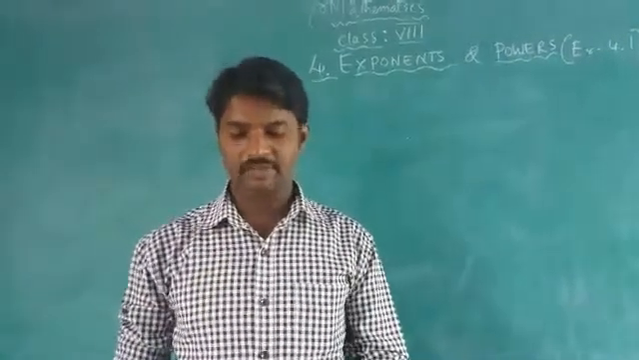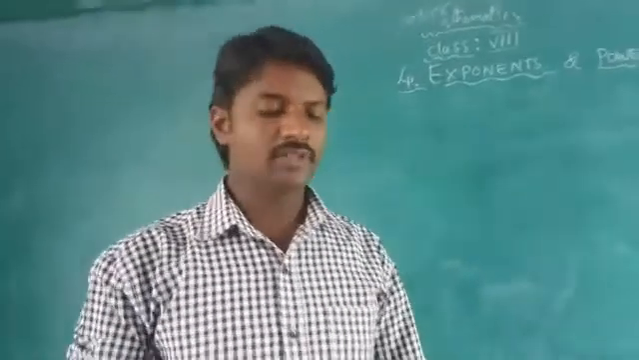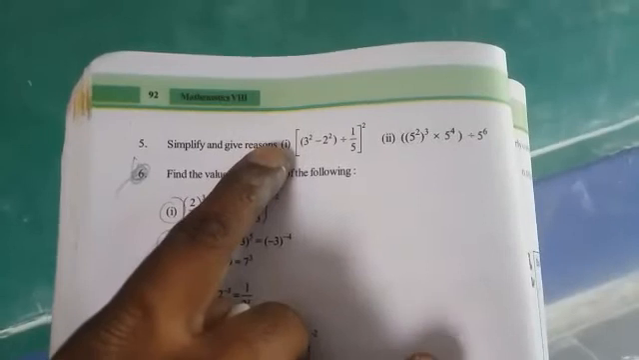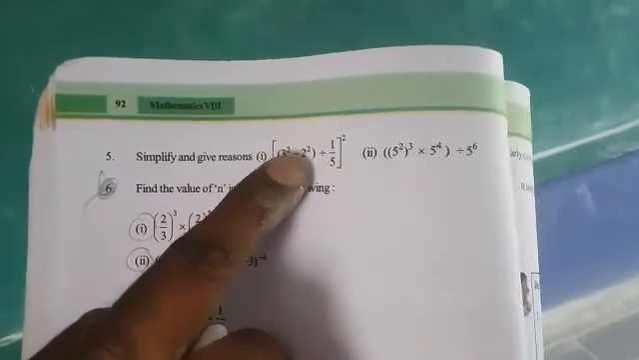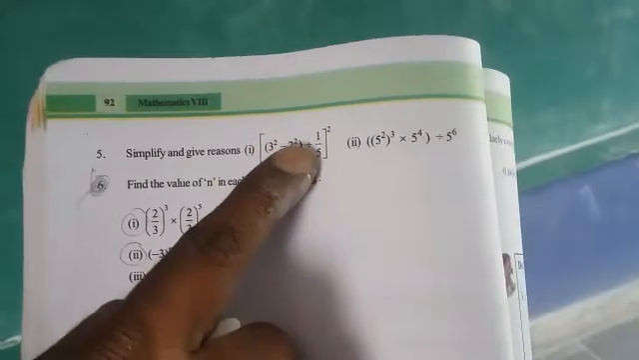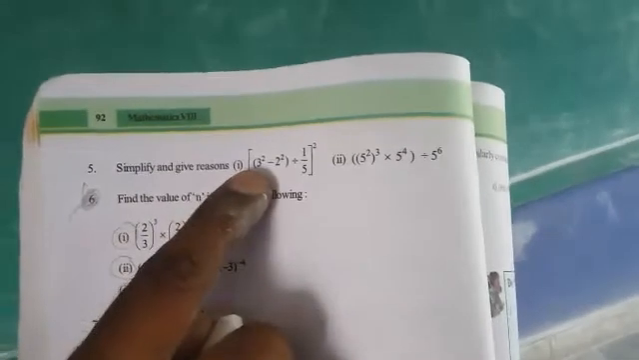Statement, you see page number 92. Simplify and give the reasons. If you want, look at the book once. Simplify and give reasons. There are two problems here. One I will explain, and the homework you have to do. 3 square minus 2 square divided by (1 on 5) whole square. Whole to the power of 2 means whole square. Right children? First I will explain, second you do as homework.